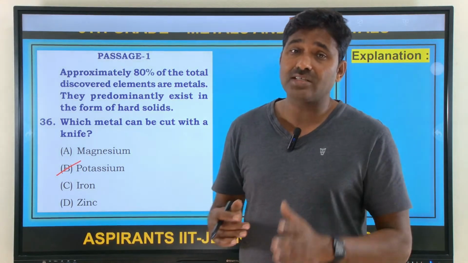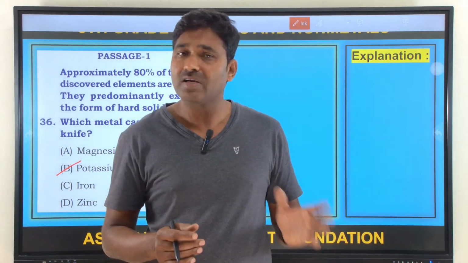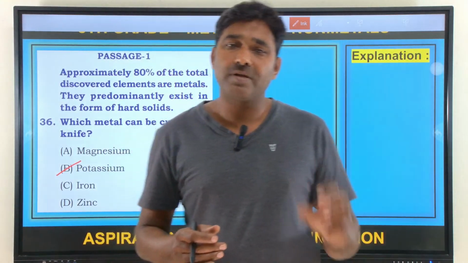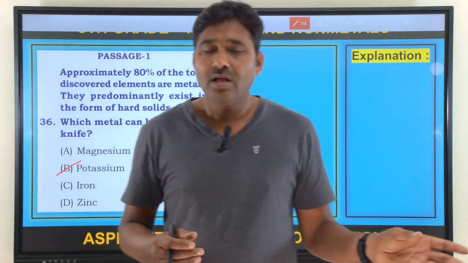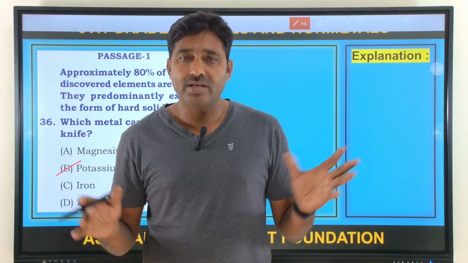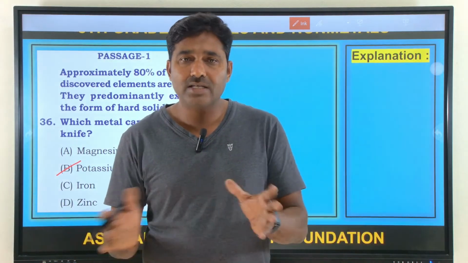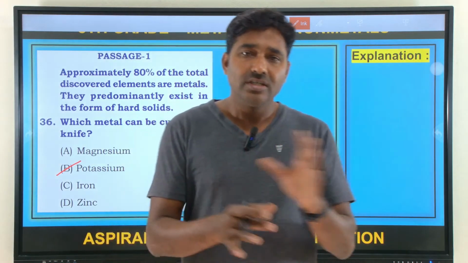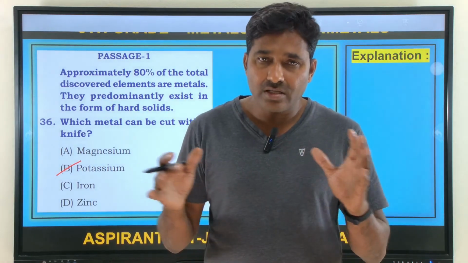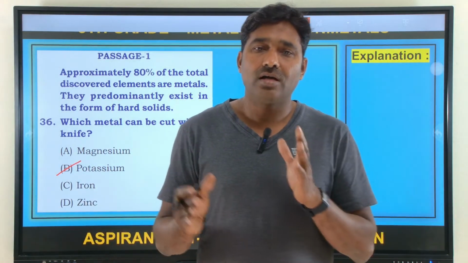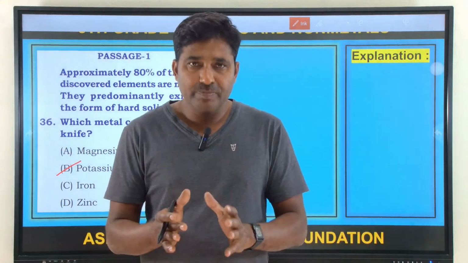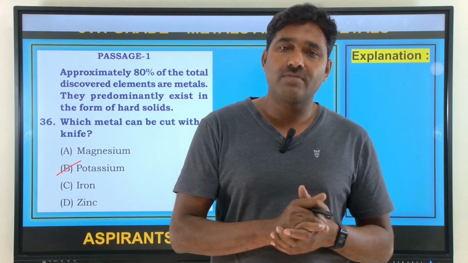So that is the reason why the alkali metals are very soft: due to the single electron in the outermost valence shell, the metallic bond is weak. Due to that, the ions slide past each other, and that is why they exist as soft solids.